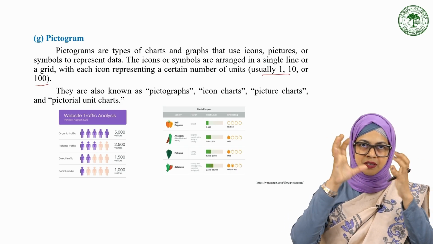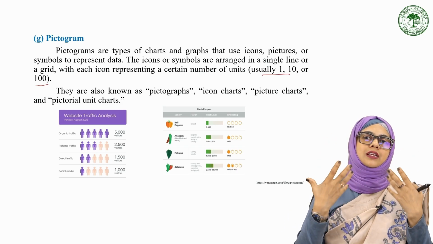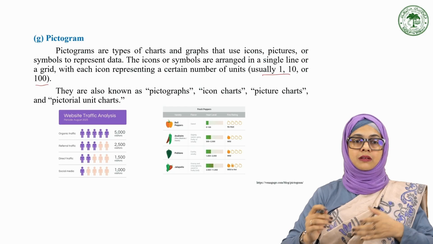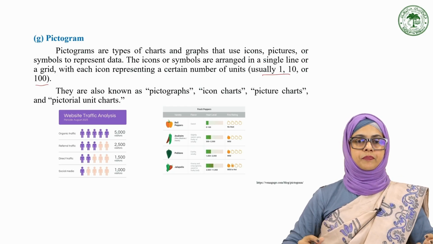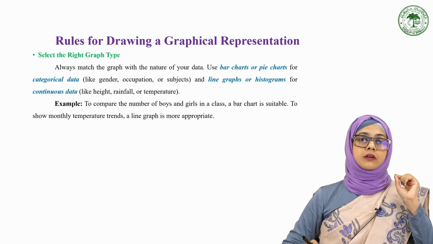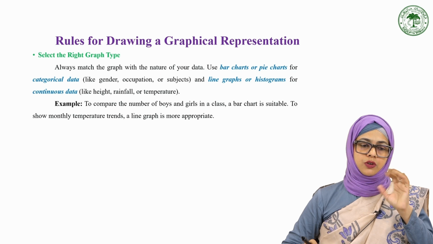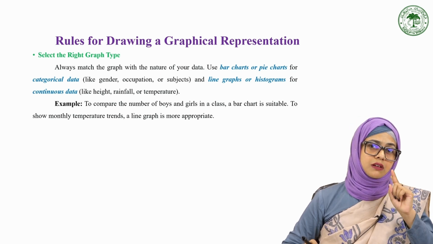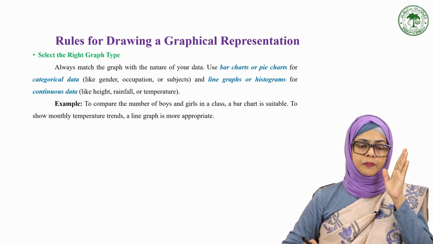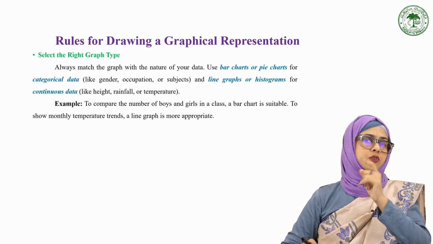So all those symbols, and through symbols, they're basically telling us that yes, this is a form of a pictogram. Now, rules for drawing a graphical representation. There are certain rules that you have to follow. First, select the right graph type. You have to always match the graph with the nature of your data.